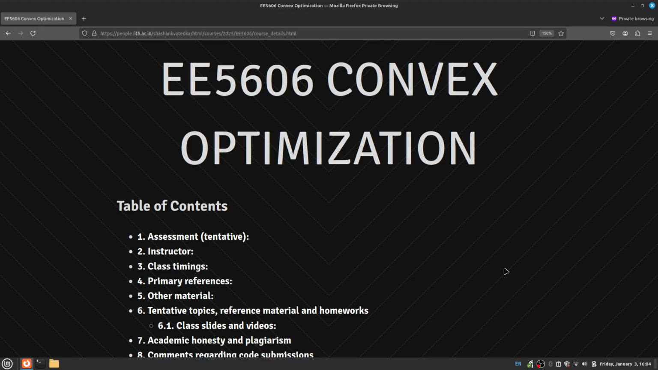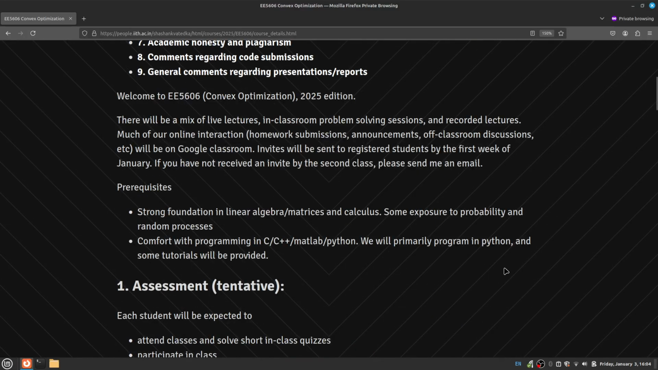Okay, so let's start. Welcome to this course on convex optimization. Before we actually begin the course, let's go over some basic administrative stuff. First, the prerequisites. I will assume a strong foundation in linear algebra and matrix theory. That's going to be fundamental to this entire course.